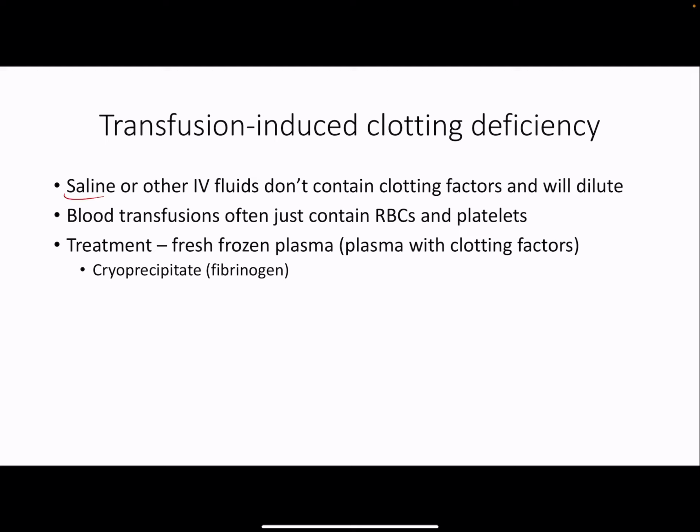So if we give somebody saline or IV fluids, these don't have clotting factors, so this will just dilute the plasma and basically make the clotting factors at a lower concentration. Alternatively, if you do a blood transfusion, this is also no clotting factors, it's just red blood cells and platelets. So the treatment for this is just give somebody fresh frozen plasma. This is going to have the clotting factors. We were just talking about this with hemophilia.